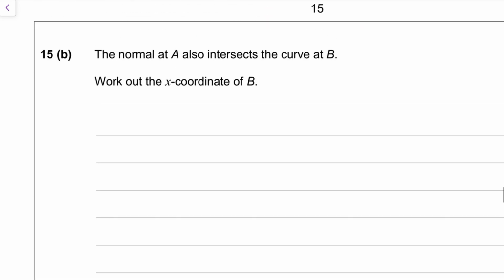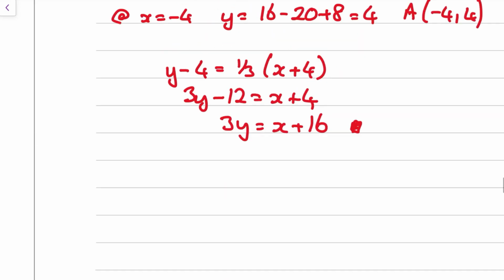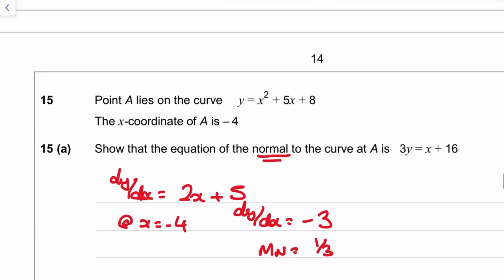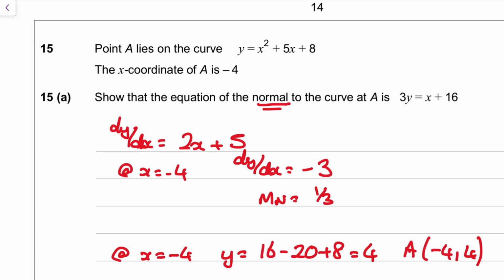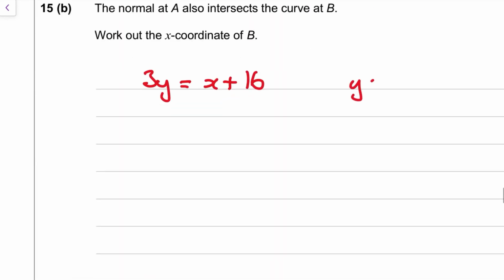Right, so what do we have? The normal at A also intersects the curve at B. Work out the coordinates of B. Oh, so I need to work out where they meet each other, don't I? So it's going to be 3y equals x plus 16. And then the original equation was y equals x squared plus 5x plus 8.